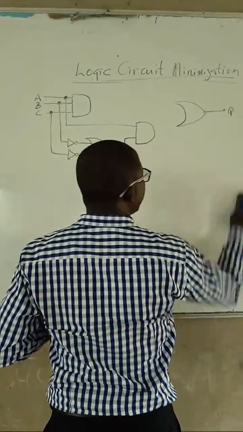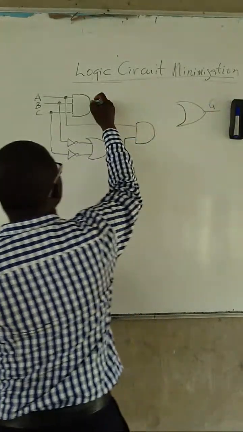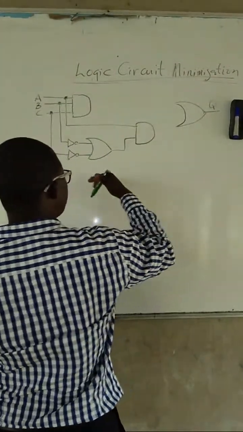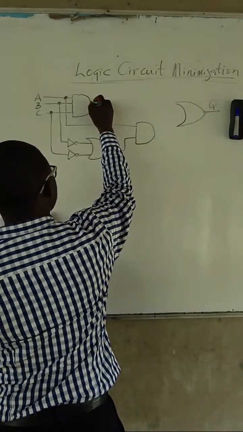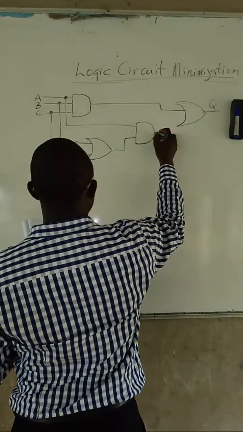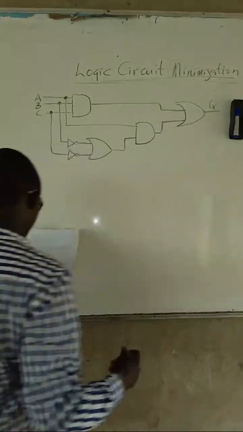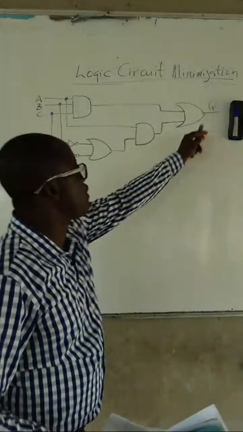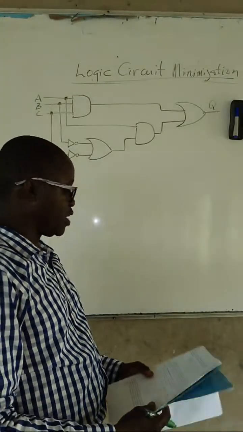So we can show the final output after several intermediates on the truth table. The output of this AND gate is an input to this. Likewise, the output of this AND gate is an input to this OR gate. So we want to develop the truth table for the final expression. We want to learn how the truth table is developed very well.